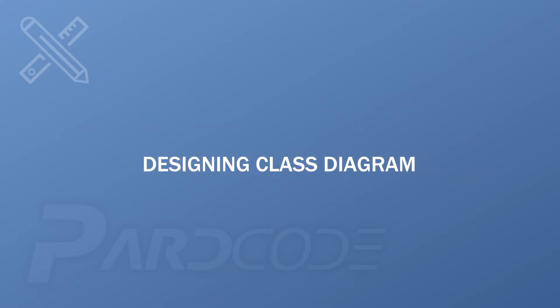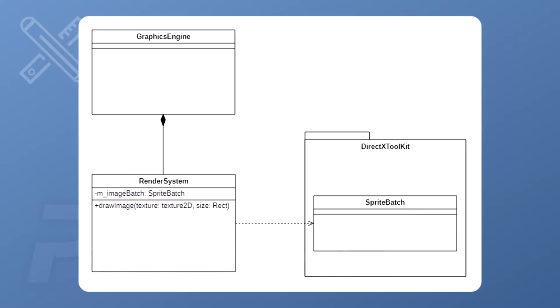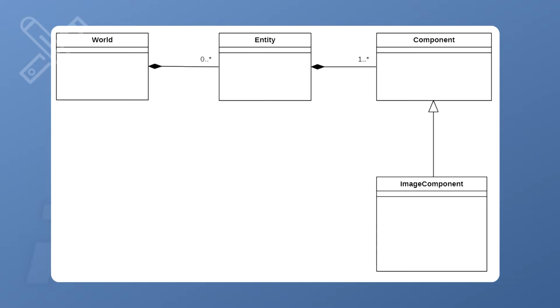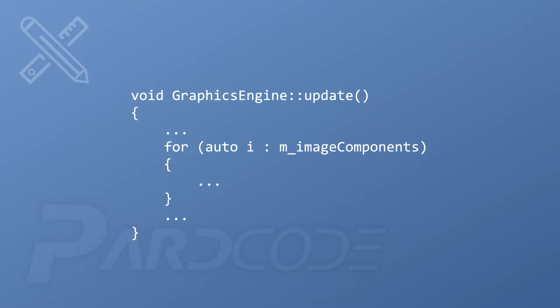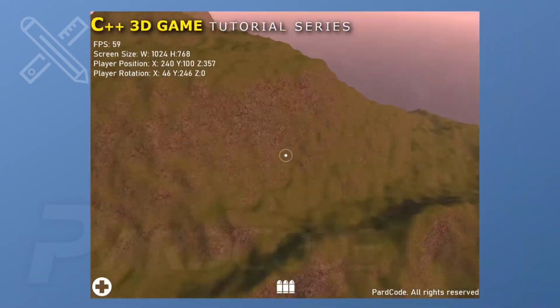That said, let's dive into the design of our class diagram. In the first place, we have to create a Sprite Batch instance inside the render system that will allow us to render effectively the images on the screen through DirectX. Then, in order to easily allow the user to add images on the screen, we have to create the image component class. Finally, as usual, we should handle the rendering of this component inside the update method of the graphics engine class. In the end, we should obtain this final result.